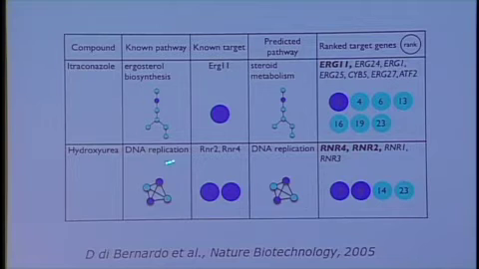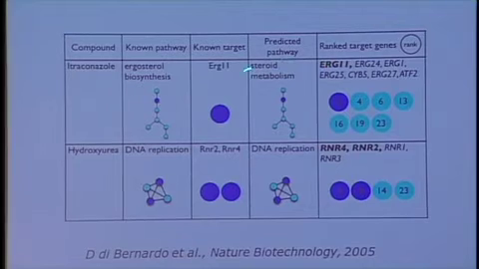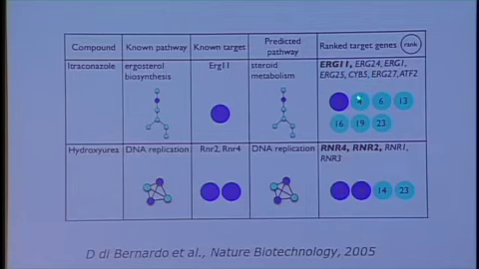For itraconazole, the known pathway that it targets is ergosterol biosynthesis, and the known target is ERG11. From our analysis now through the network, our highly enriched pathway was steroid metabolism, of which 7 of the top 50 are linked with that, including as number 1, the top target and known target for itraconazole. And we basically did similarly well on the other 8 drugs.